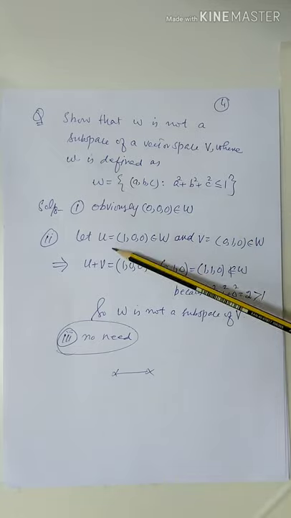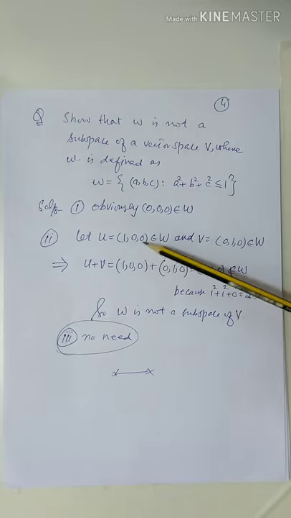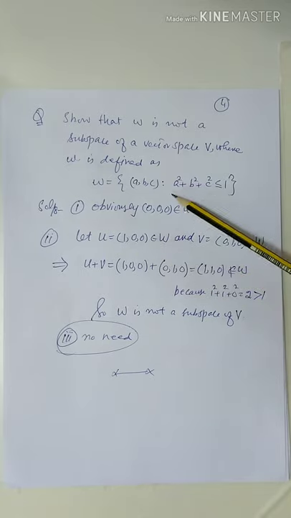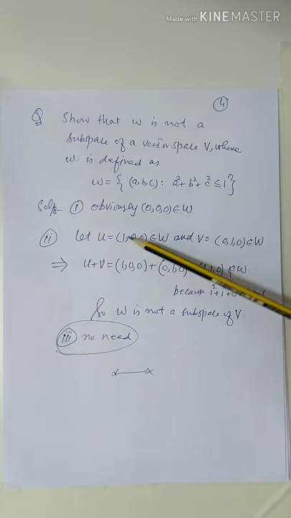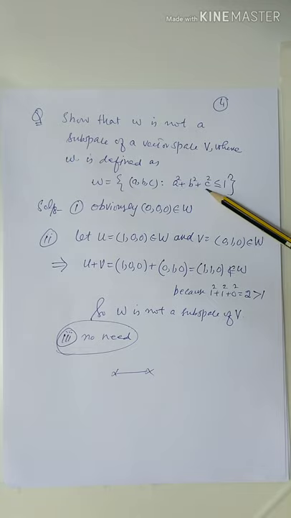Now for the second condition, let U is equal to 1, 0, 0 and that belongs to W. So I choose U equal to 1, 0, 0 because it belongs to W. Because if I write here A is 1, B is 0, C is 0, so if I put 1 square plus 0 square plus 0 square, this will be 1, which is less than or equal to 1. So it means this belongs to W.